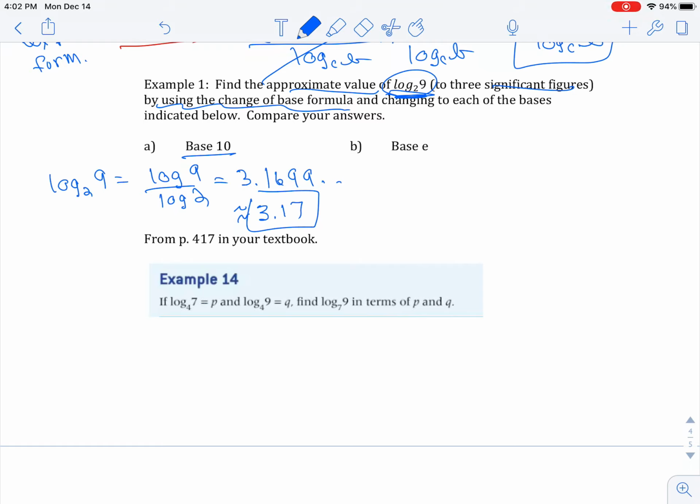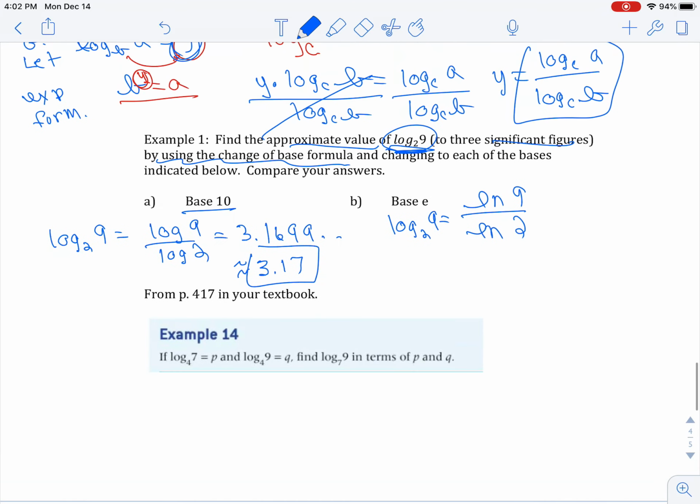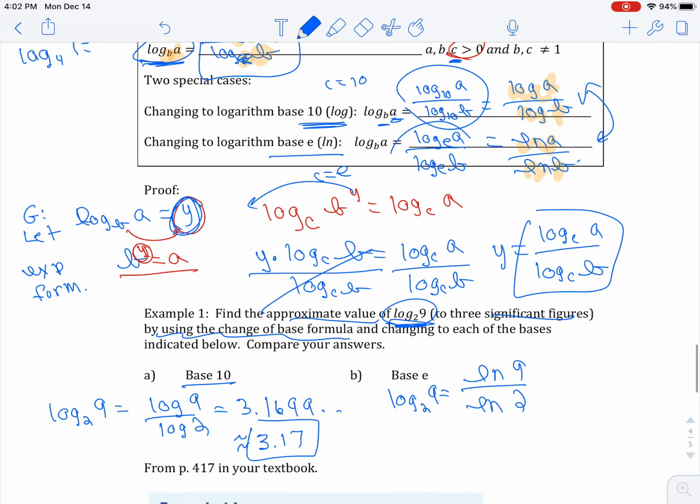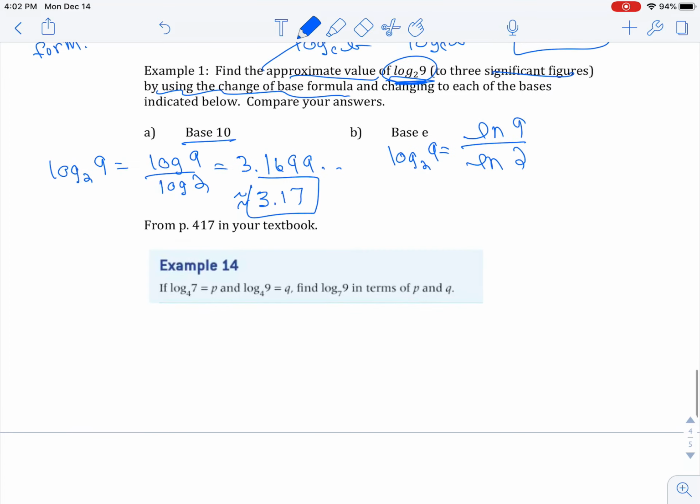If we want log base e, again, it's this log base 2 of 9 that I want to change into base e. So I'm going to take the natural log of 9 over the natural log of 2. That's using, again, this formula right here. So now when you work that one out, you should get the same thing: 3.1699, which rounds to about 3.17.